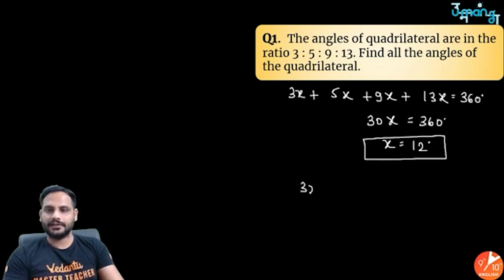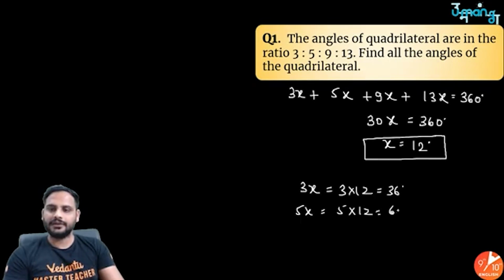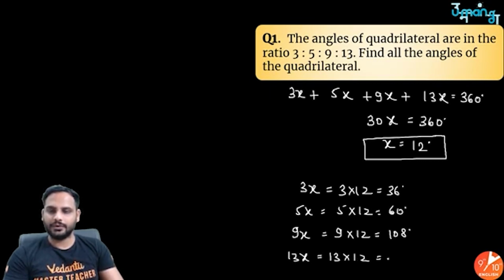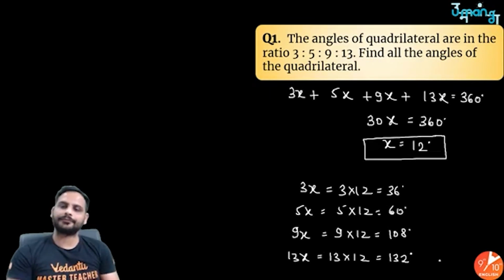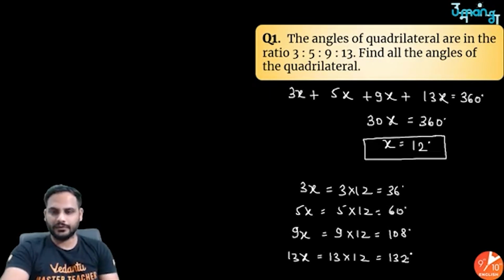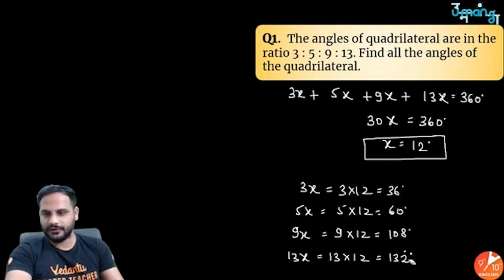So all the angles: 3x will be equal to 3 into 12, 36 degrees. 5x is equal to 5 into 12, 60 degrees. 9x is equal to 9 into 12, 108 degrees. And 13x is equal to 13 into 12, which is equal to 132 degrees. Sorry, not 132, I've written it wrong. 144 plus 12, so it will be 156.